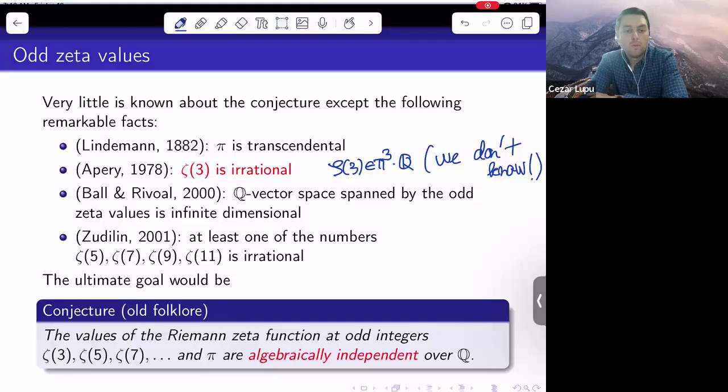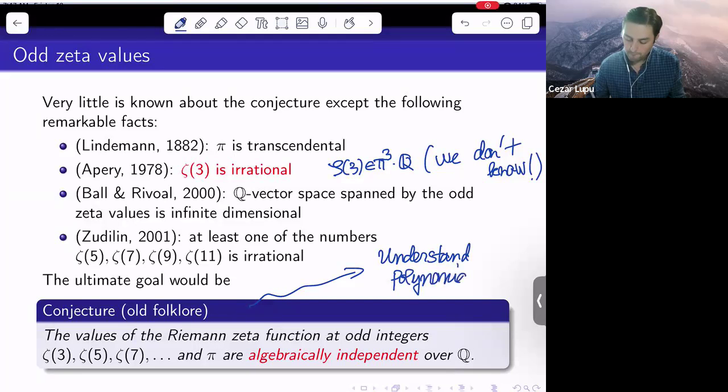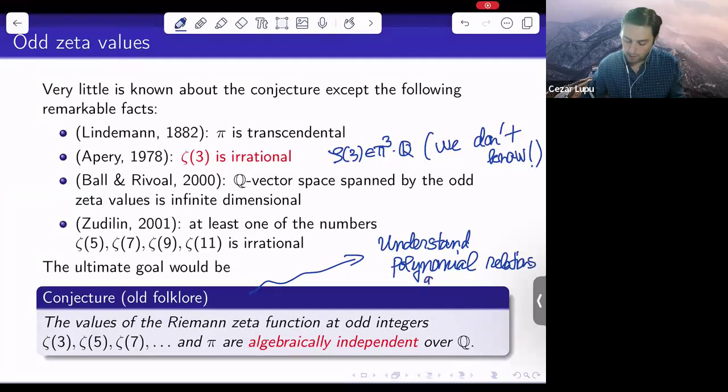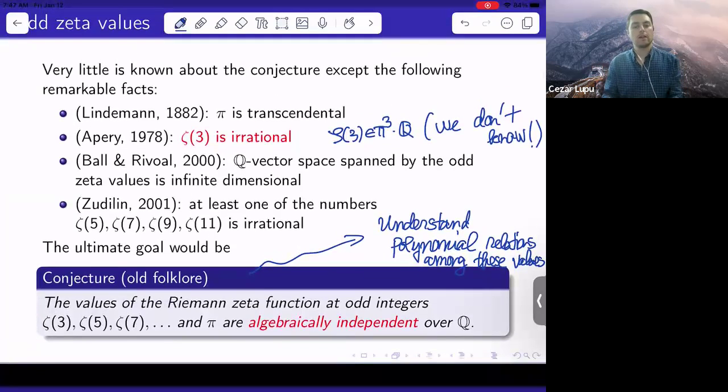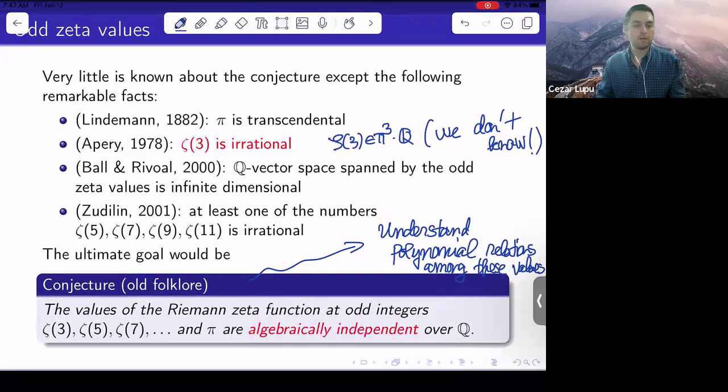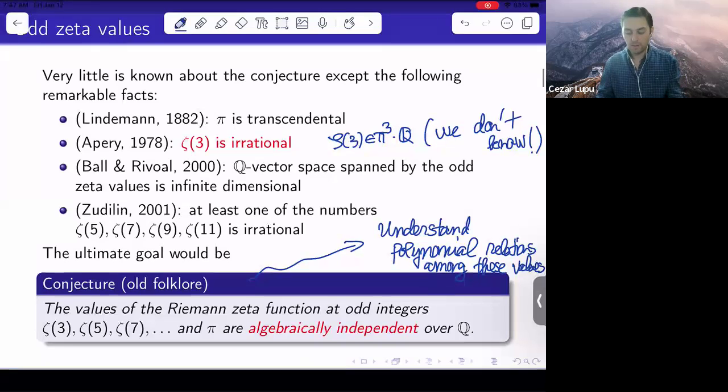Well, the ultimate goal would be to understand this old folklore conjecture, in fact the transcendence conjecture, that the values of the Riemann zeta function at odd integers, so basically zeta of three, zeta of five, zeta of 11, and pi are algebraically independent over Q. In fact, what we want to understand are polynomial relations among these values. And it will turn out that this will be equivalent with understanding Q-linear relations among multiple zeta values. We'll get to that. So this is the ultimate goal, this transcendence conjecture, that the odd zeta values and pi are algebraically independent over Q.